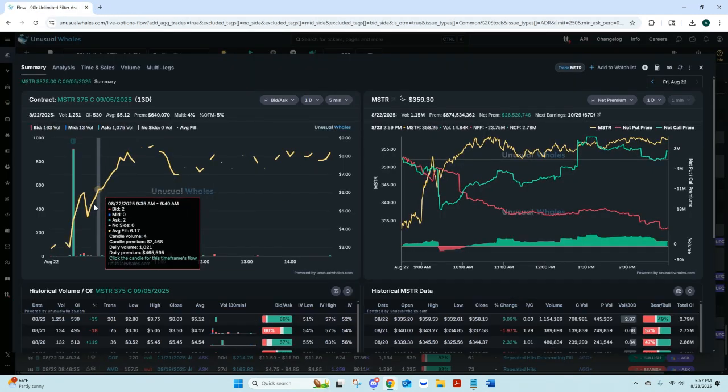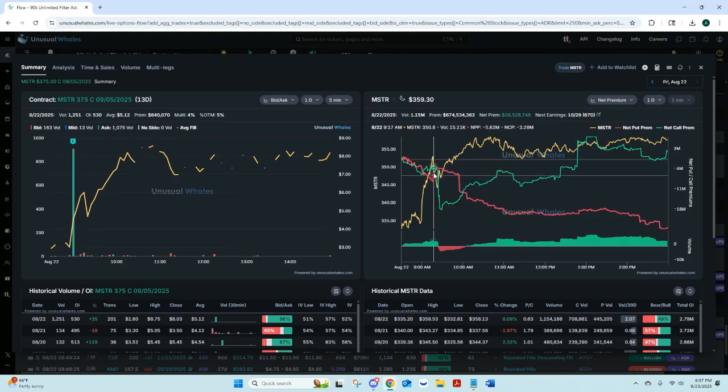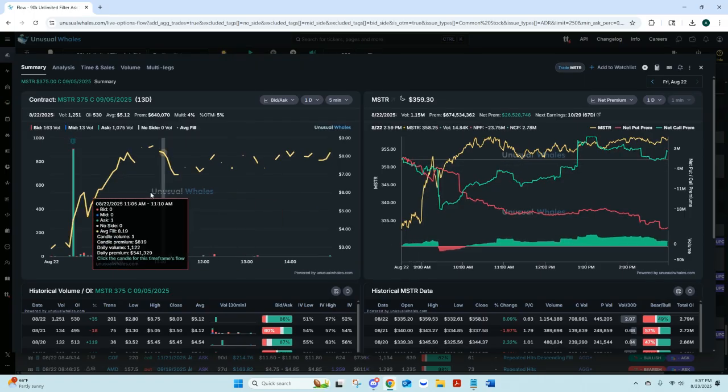And you can kind of see at the time 9 o'clock, you can kind of see that bid side put kind of coming in. Not really a lot of call premium, but call volume picking up. Could be a good sign there. And then obviously that flow moved intraday.